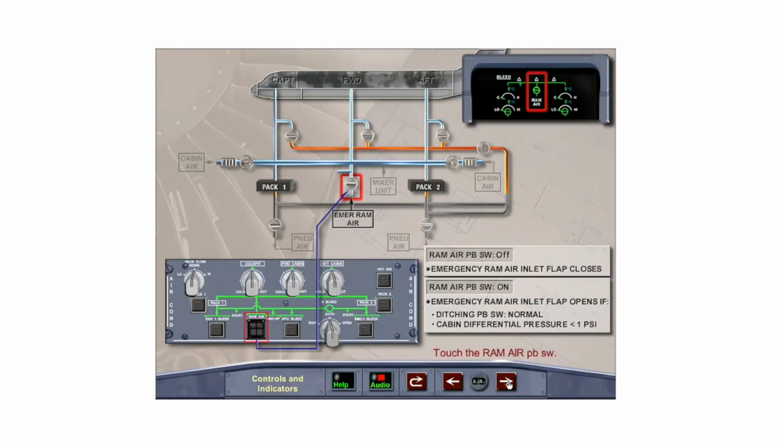With the guarded ram air push-button switch in the off position, the emergency ram air inlet flap is closed. With the ram air push-button switch selected on, the emergency ram air inlet flap will open if the ditching push-button switch on the cabin pressurization panel is in the normal position and the cabin differential pressure is less than 1 psi. The pressurization outflow valve opens to 50% when not under manual control. Touch the ram air push-button switch to open the emergency ram air inlet.